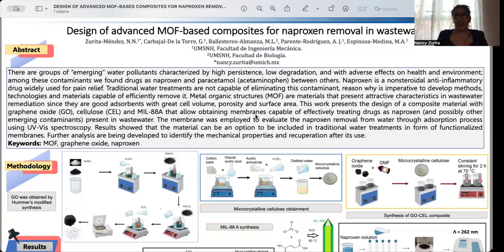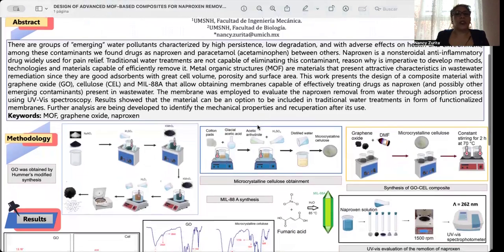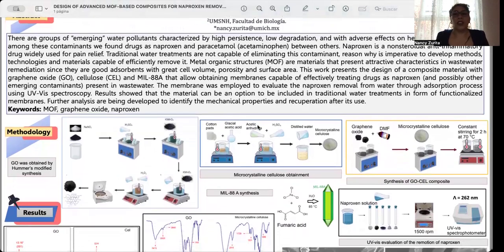This work presents the design of a composite material with graphene oxide, cellulose, and a metal organic structure named MIL88A that allows obtaining membranes capable of effectively treating drugs such as naproxen and possibly other emerging contaminants present in wastewater. The membrane was employed to evaluate naproxen removal from water through the adsorption process, and we measured the results using UV spectroscopy. These results show that the material can be an option to be included in traditional water treatments in the form of functionalized membranes. Further analyses are being developed to identify the mechanical properties and the recuperation after use.